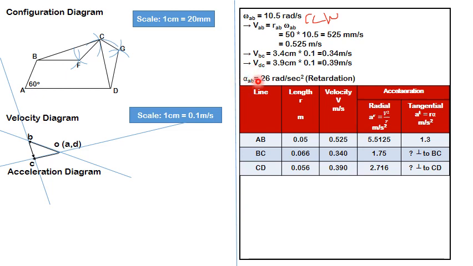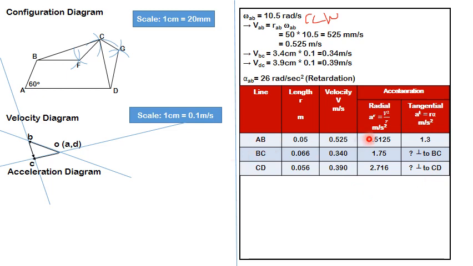If you read the problem statement, what has been asked is you have to find out alpha BC and alpha CD. So for that reason, I cannot. These values are unknown to me. But what I know is these vectors will be acting perpendicular to link BC and CD. That much I know. And this much data is more than sufficient to draw the acceleration diagram.